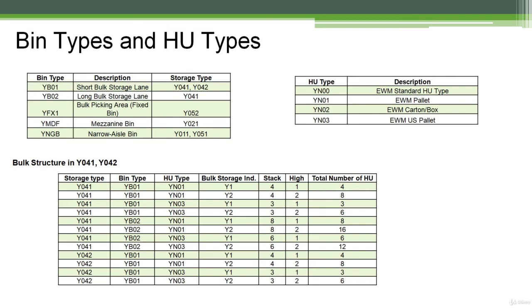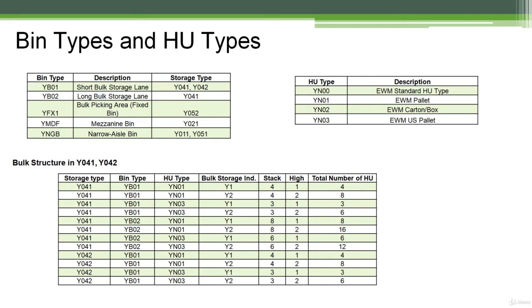We are going to use an EWM pallet, which is a regular pallet, carton or boxes. Handling units created as carton boxes will have handling unit type YN02. We'll have EWM US pallet, which is again a special pallet created as YN03. We can also go through the bulk structure in storage type Y041 and 42.